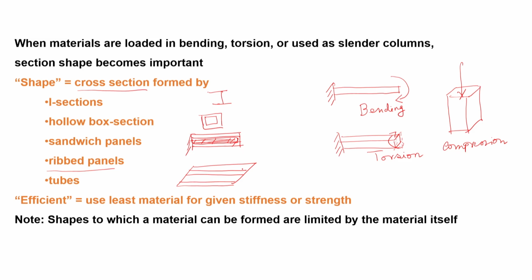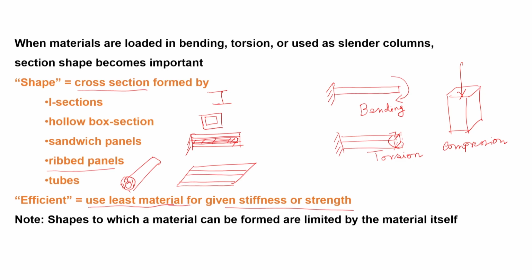Okay. Then there can be tubes. Tubes are another form of a hollow box section. Both of them are good from a torsional point of view. So, this is like a tube. So, all these have different types of cross sections, and that is what we have to check, how in the material selection phase itself we can take that into consideration. And when we say it is efficient, we say that because a certain shape uses the least material for a given stiffness or strength.